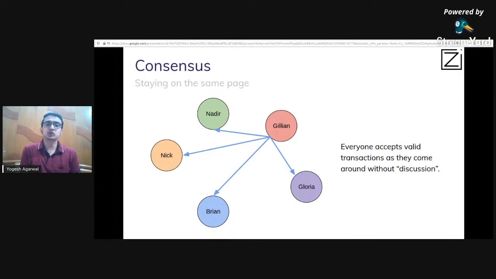The first thing that comes to our mind is that suppose Gillian has done a transaction, then Gillian can just tell all the other nodes in the network. Nodes are just the other people in the network. If you create an account on any blockchain network, then you become a node. So suppose Gillian does a transaction and sends it to everyone: I have done this transaction, please add it to your personal blockchain.